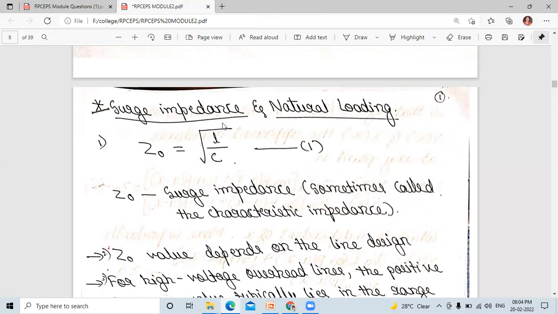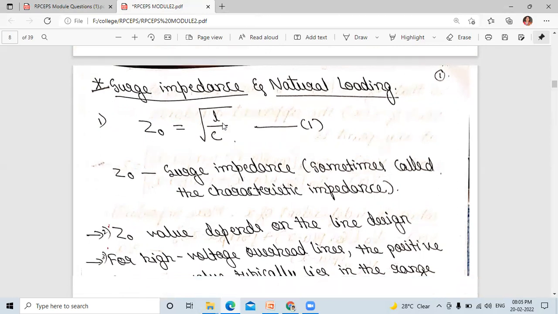What students do is, if they ask for surge impedance and natural loading, they write only regarding the surge impedance and leave out the natural loading. No, you should not do that. You should write some points regarding surge impedance, and you should mention points regarding natural loading also. If they ask only for surge impedance, then you can mention only surge impedance.